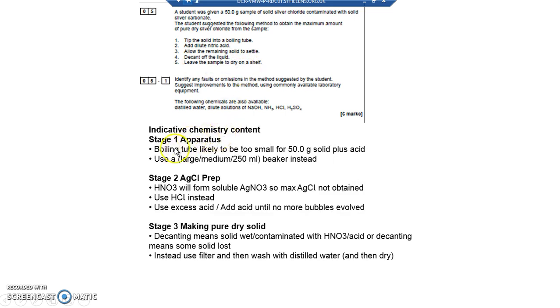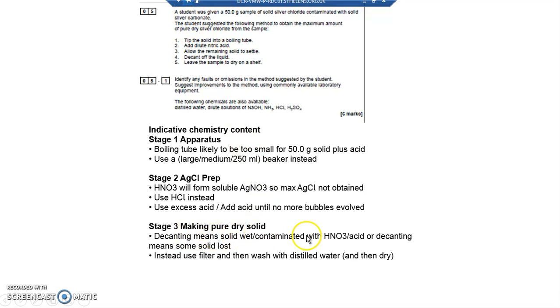So let's have a look at this. Boiling tube likely too small? Yes. Use a 250 milliliter beaker, or any kind of medium-sized beaker. Use hydrochloric acid instead of nitric acid to make the maximum amount of silver chloride. Use excess acid until no more bubbles are made to make sure that all the silver carbonate's used up.